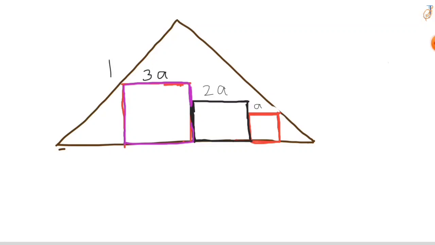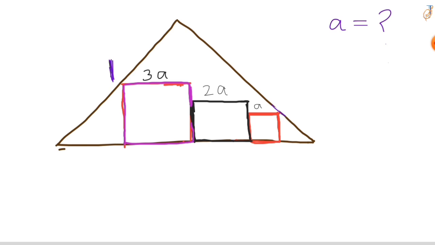We have given an equilateral triangle with side length 1, and then we have 3 squares inside the equilateral triangle. This one has length A, this square has length 2A, and this square has length 3A. Our aim is to find the A value here.